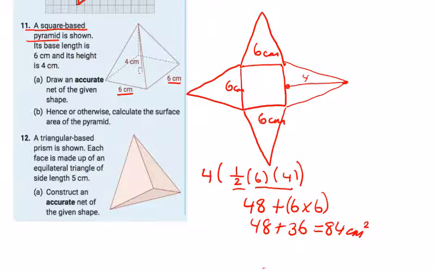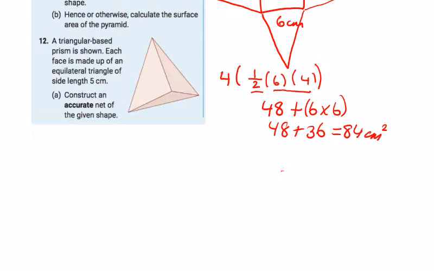cm squared. And then we have a triangular base prism. So this is one where you can see here at the bottom of this prism we have 3 sides, and each face is made up of an equilateral triangle of side length 5. Well, if this is 5 here, this bottom piece, and this is 5, then the bottom must be an equilateral triangle of 5 as well.